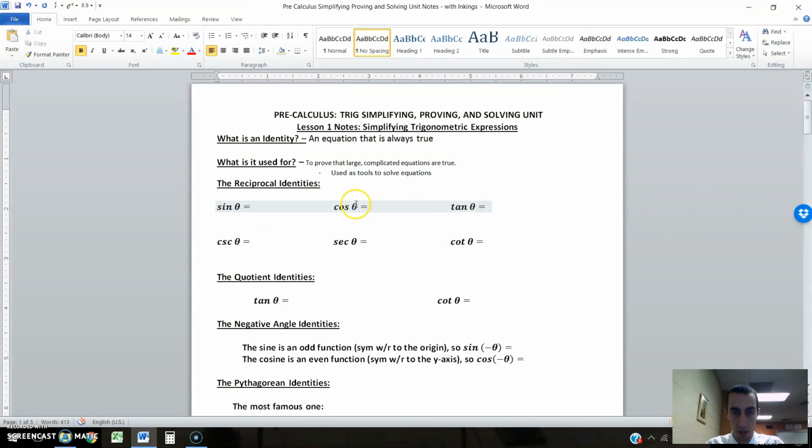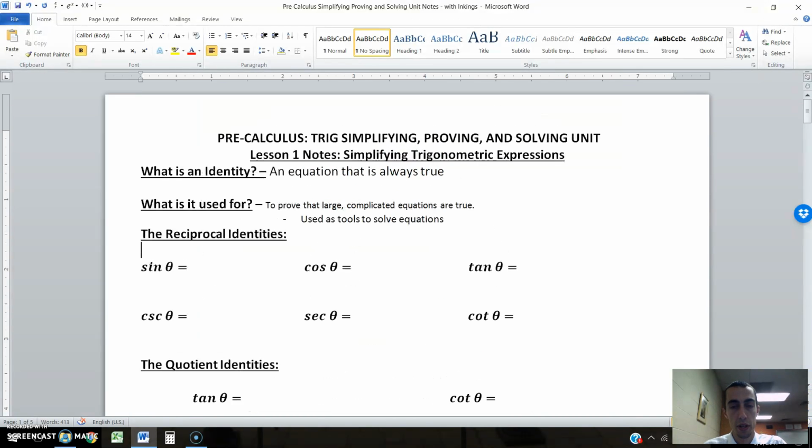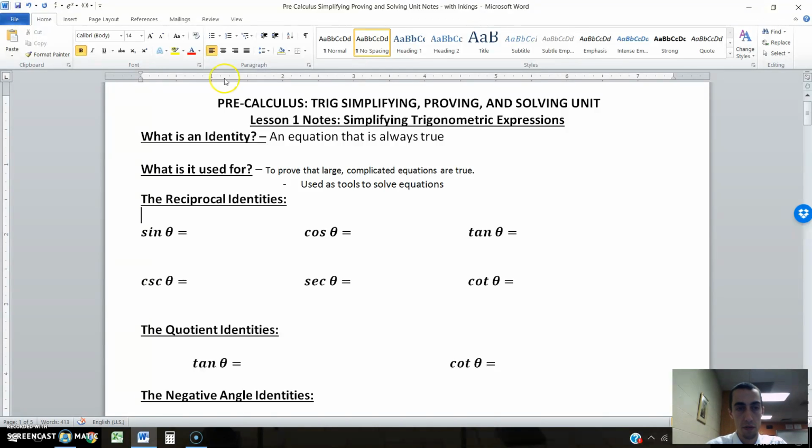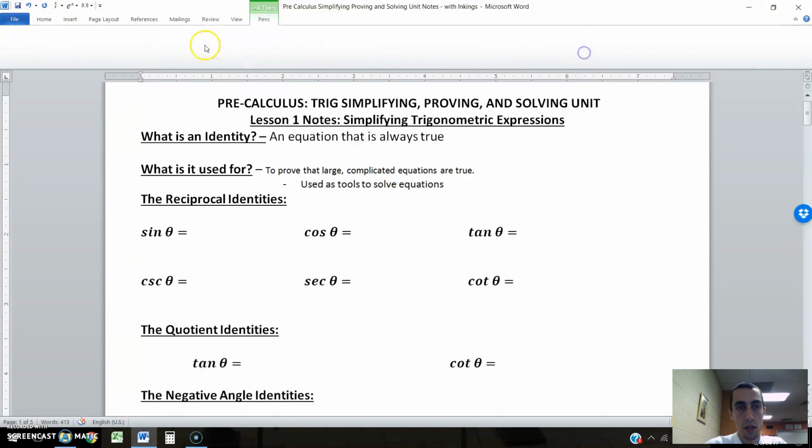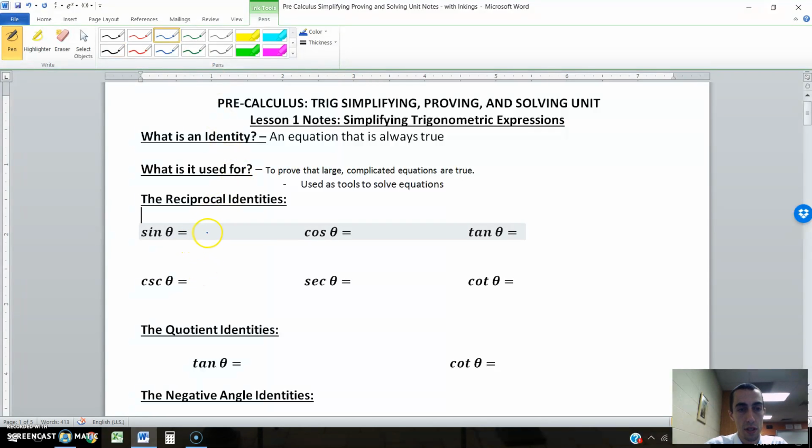Now, to begin some of these tools, these first 6 tools are the reciprocal identities, and we've touched on these earlier on in our study of trig. So first off, we have sine of theta. Now remember that sine of theta and cosecant of theta are basically the same thing, except they are reciprocals of each other. Remember that sine was y over r and cosecant was r over y. And so we can say they're reciprocals, and therefore we can write them as reciprocals of the other.